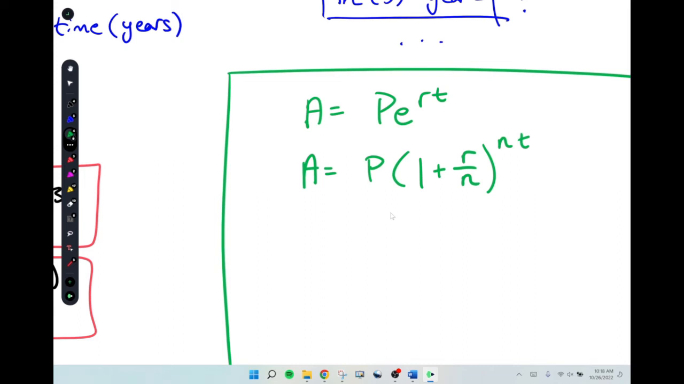R over N will be a decimal, right? Because N's usually a positive number and R is usually a decimal. And that decimal is that decimal amount. This number right here, the 1.025 or whatever, is telling you that you're growing at a 0.025 rate. Like if it were just 1 right there, you'd just get your principal every year.